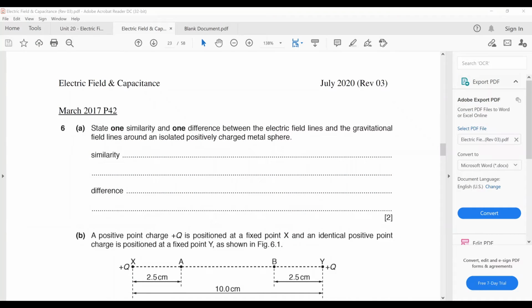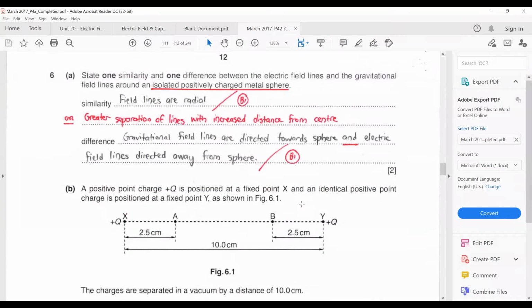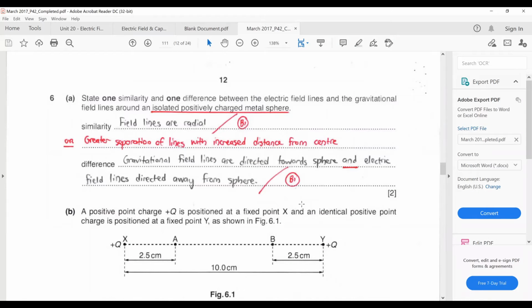Okay, this one is March 17 P42. This is question 6A. Right. Now, is there a similarity and a difference between electric field lines and gravitational field lines around an isolated positively charged metal sphere? Okay. Now, this one is a positively charged metal sphere. Okay, so this one has positive charge. And then this one is metal sphere.